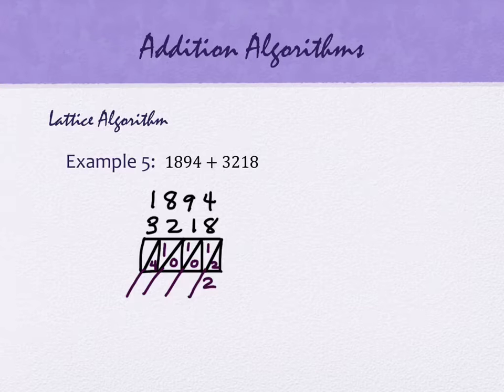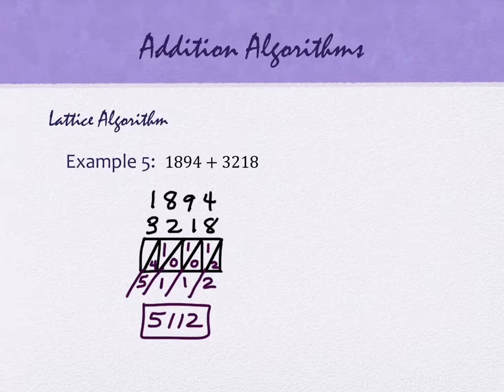We're adding it together. So in the next one, we're basically adding along the diagonals. 1 plus 0 is 1, and it goes in this bottom box right here beside the 2. 1 plus 0 is another 1, and then 1 plus 4 is 5. And my result then is 5112.